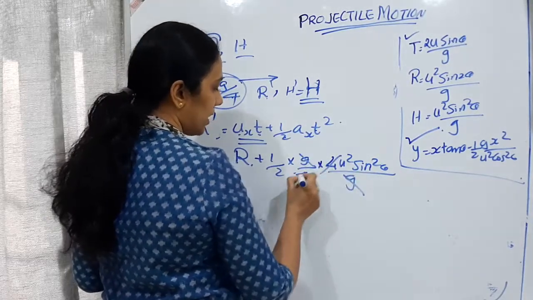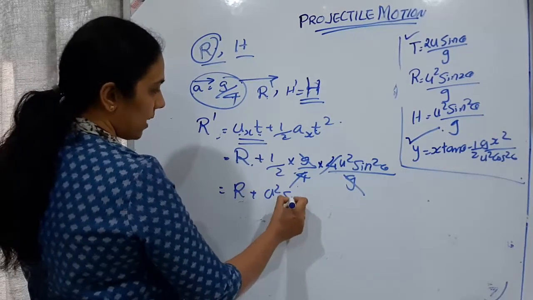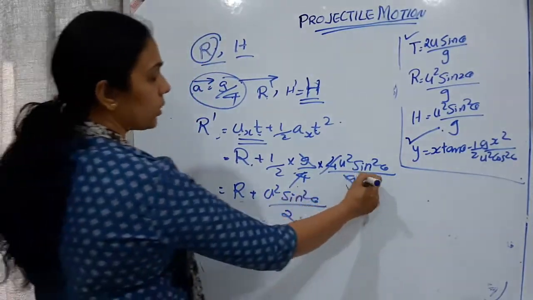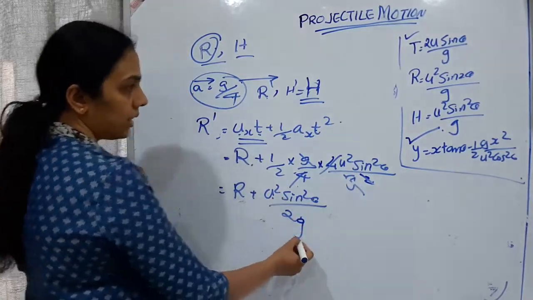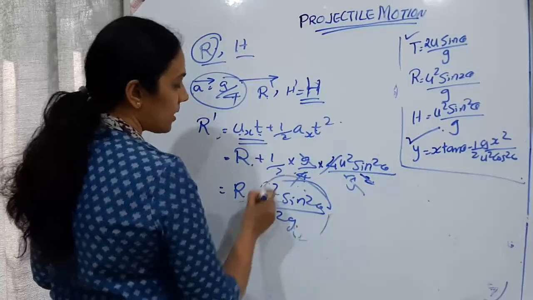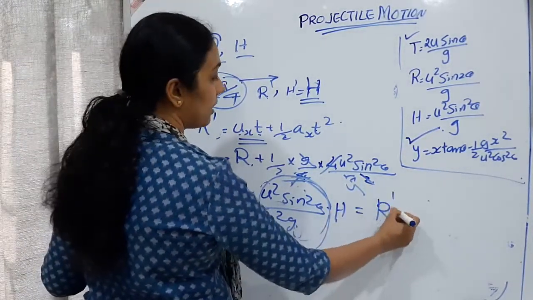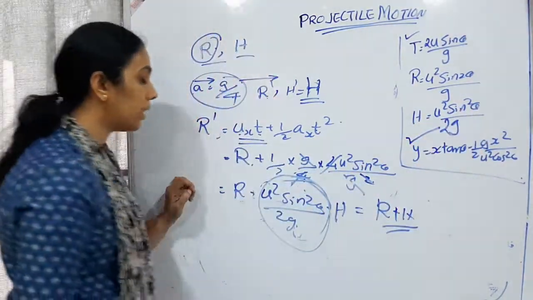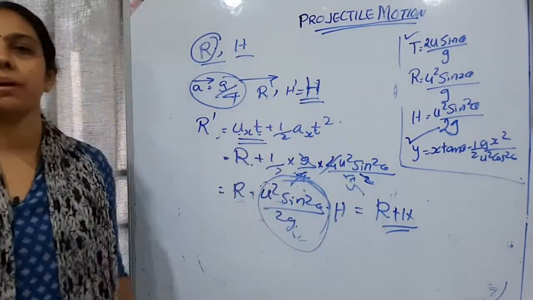So g and g will get cancelled, 4 and 4 will get cancelled. We will be getting R plus u square sine square theta divided by 2. U square sine square theta, g square is there, so one g will remain. So here, u square sine square theta by 2g. What is the value of u square sine square theta by 2g? That is height. So here we will get the new range as R plus H. So the new range will be equal to R plus H and the maximum height will be H.